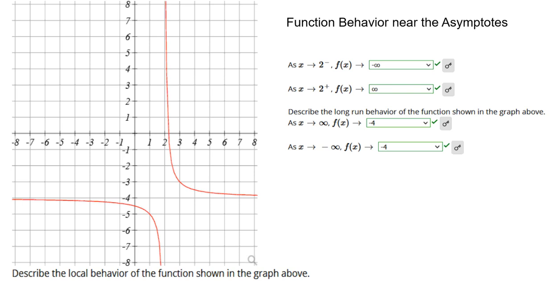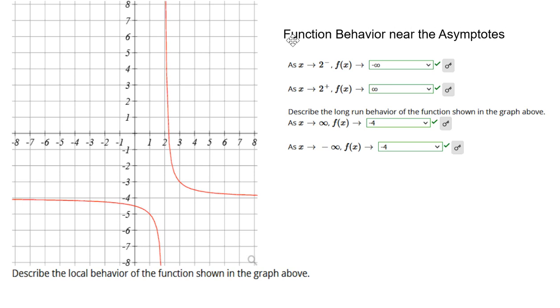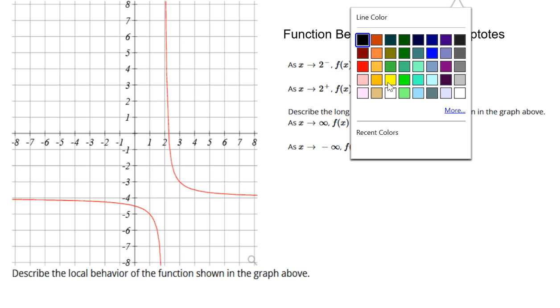In this video, we're going to talk about how to describe the local behavior of the function shown in the graph. And I want to point out that this really means that you're looking at what the function is doing when you get close to the asymptotes. So let's review what an asymptote is and identify the asymptotes for this example.